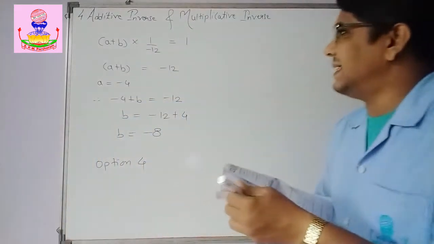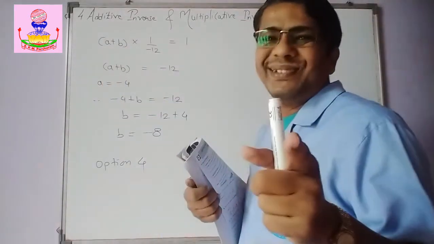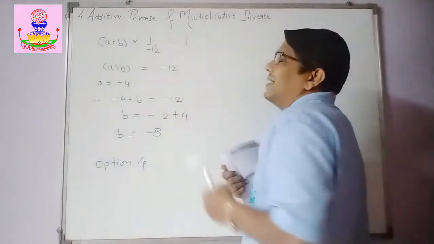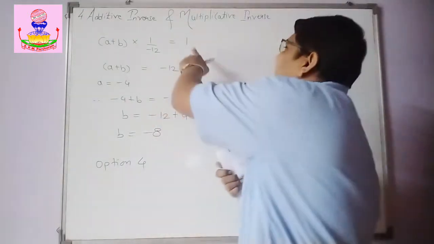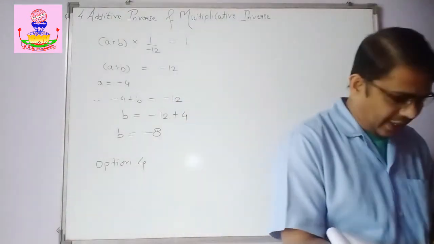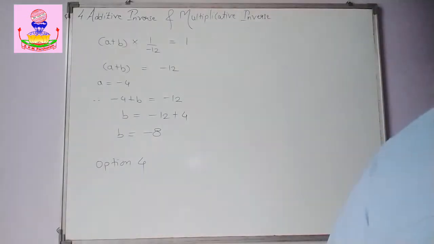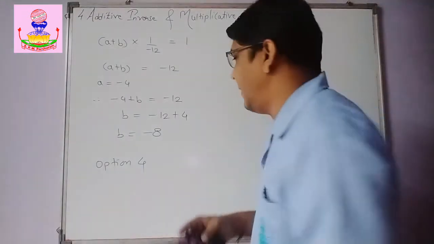You can check whether our answer is correct or not. Minus 4 minus 8, minus 12. And minus 12 into 1 upon minus 12. How much? Minus 12 will get cancelled. Answer is 1. So our option is correct. Okay. So after that, I can go for 6th example. 4th and 5th, you will solve them. Okay.